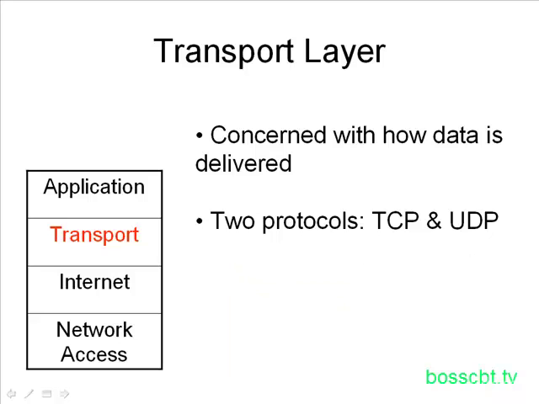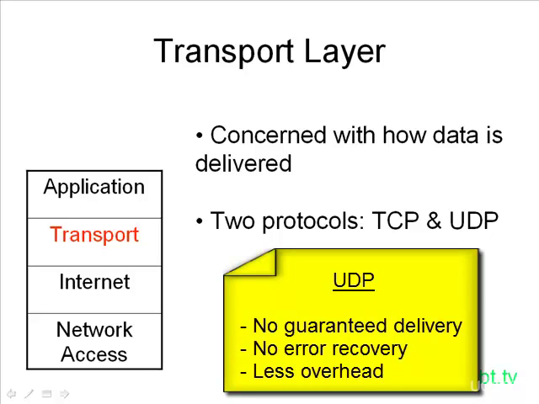Now, UDP, on the other hand, stands for User Datagram Protocol, and it is not concerned with guaranteed delivery. In fact, it does not guarantee delivery of packets at all. Also, it does not have any form of error recovery. So if a few packets are lost, UDP doesn't care. Now that may seem kind of silly, but really the purpose is UDP is designed for really fast delivery of information with a lot less overhead.